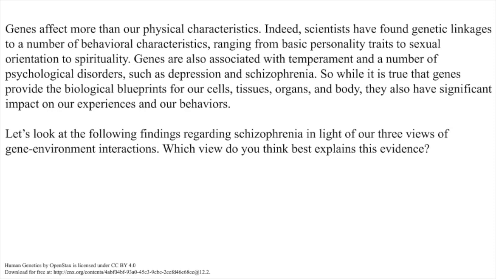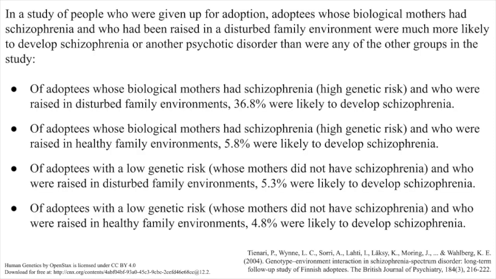Let's look at the following findings regarding schizophrenia in light of our 3 views of gene-environment interactions. Which view do you think best explains this evidence? In a study of people who were given up for adoption, adoptees whose biological mothers had schizophrenia and who had been raised in a disturbed family environment were much more likely to develop schizophrenia or another psychotic disorder than were any of the other groups in the study.